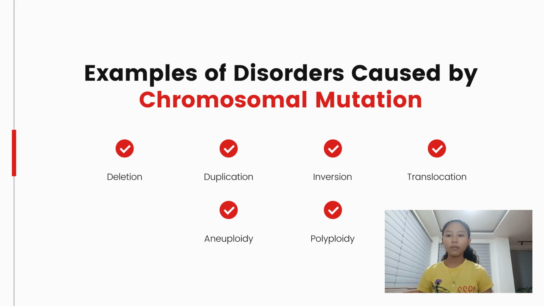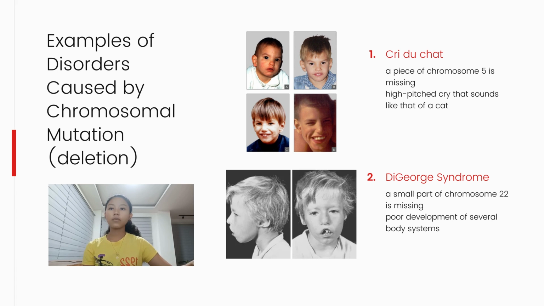Hi, I am Jabeka Zapanta and I will be presenting the examples of disorders caused by chromosomal mutations. We have deletion, duplication, inversion, translocation, aneuploidy, and polyploidy. For deletion, we have cri du chat. It is a chromosomal condition that results when a piece of chromosome 5 is missing. Infants often have a high-pitched cry that sounds like that of a cat.